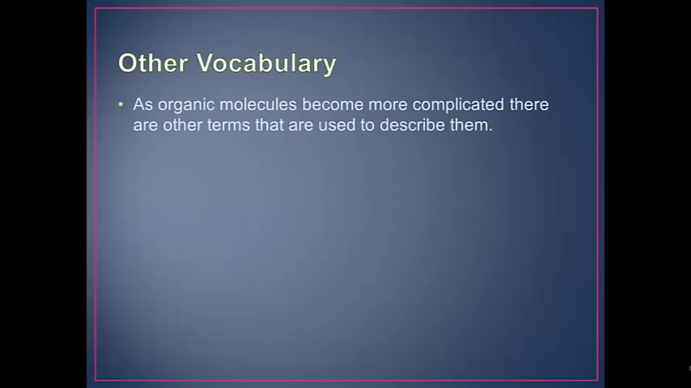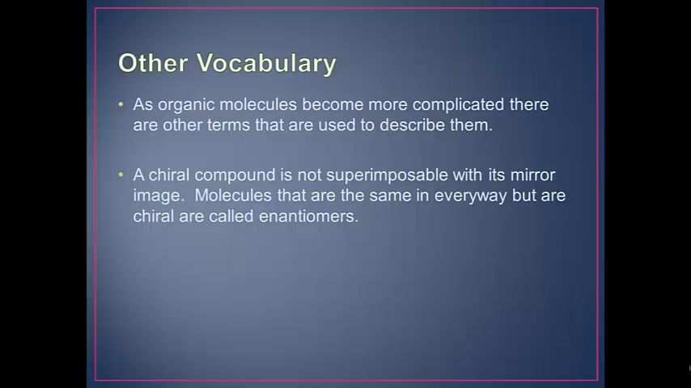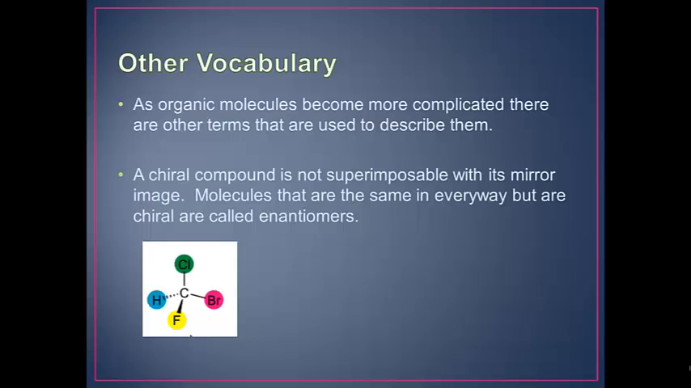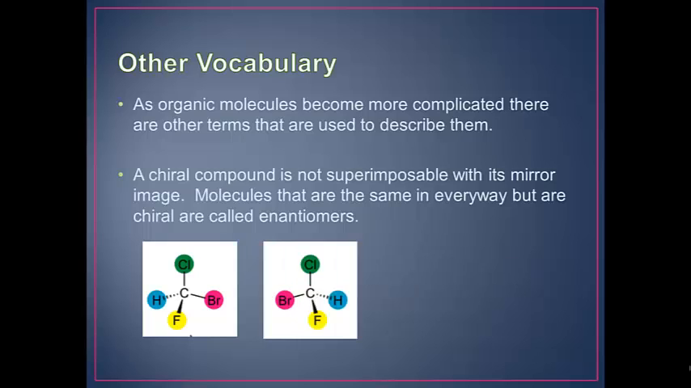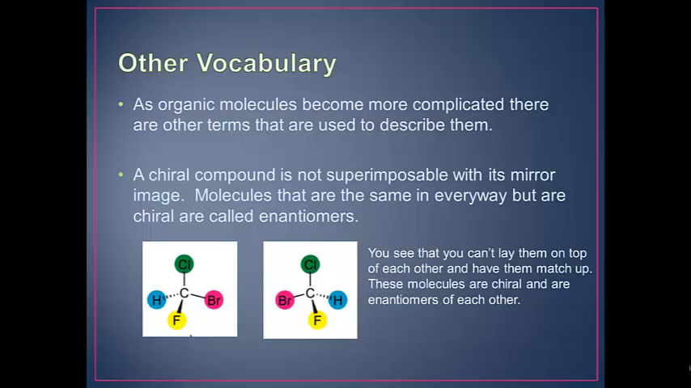Some other vocabulary that we need to use. A chiral compound is a molecule that is not superimposable with its mirror image. Molecules that are the same in every way but are chiral are called enantiomers. So if you take a molecule like that that's got 4 different things attached to the carbon and then you take its mirror image, you'll see that they are not superimposable on top of each other, and that's what makes it an enantiomer. So they behave slightly differently.